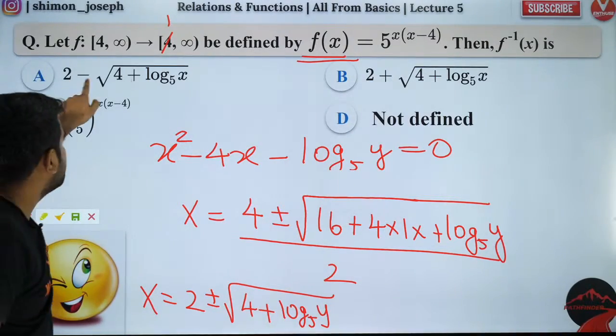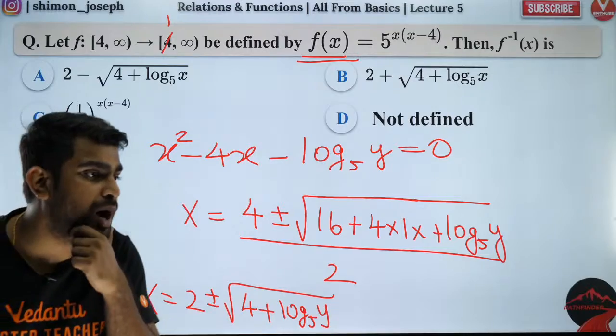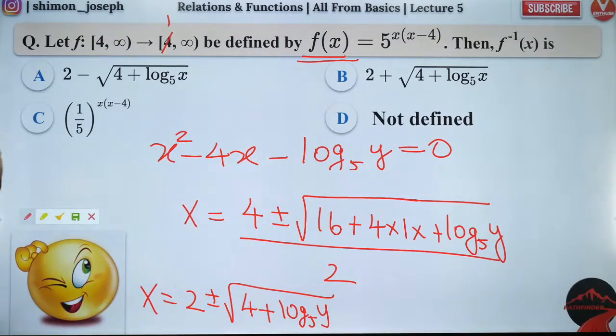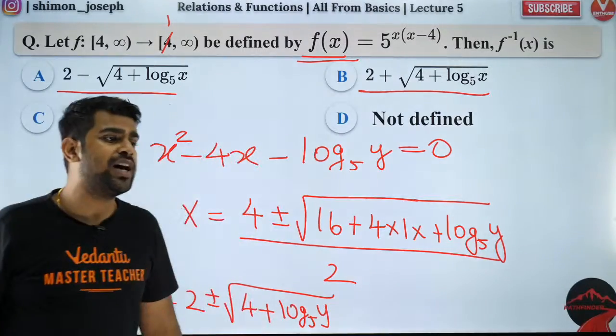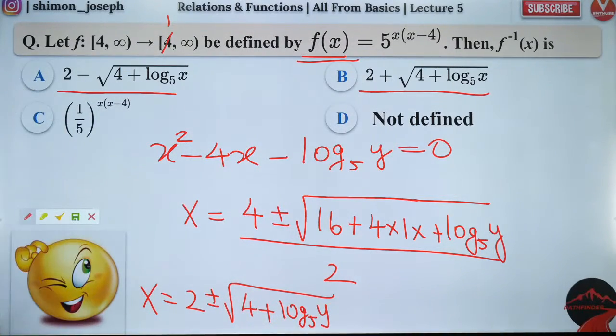Now we have 2 options. Sir, we have a problem, sir. A is also correct, sir. B is also correct, sir. What to do, sir?